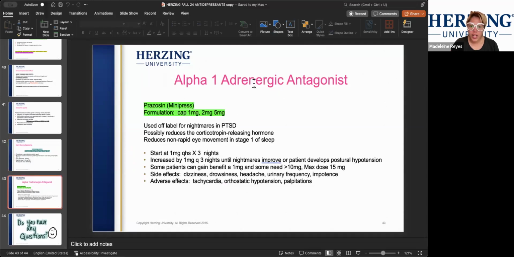And prazosin, an alpha-1 adrenergic antagonist. Prazosin is used off-label for nightmares and PTSD, possibly reduces corticotropin-releasing hormone, reduces non-rapid eye movement stage 1 of sleep. Starting at 1 milligram, 1 milligram times 3 at night. So 3 pills, 3 milligrams. Increases by 1 milligram until nightmares improve. And it just depends on the client. And also watch for blood pressure. Side effects: dizziness, drowsiness, headache, urinary frequency, impotence, adverse effects, tachycardia, orthostatic hypotension, and palpitations.